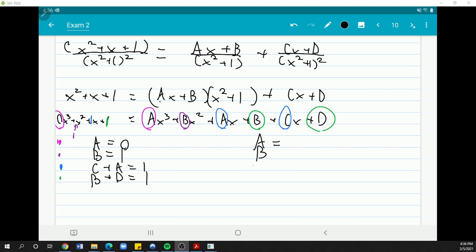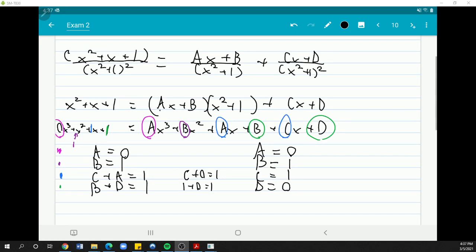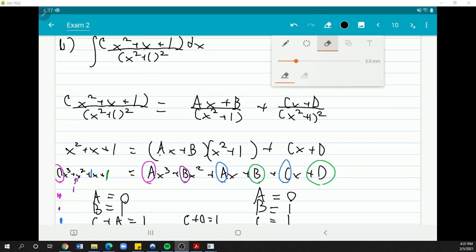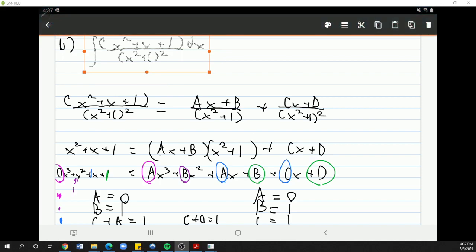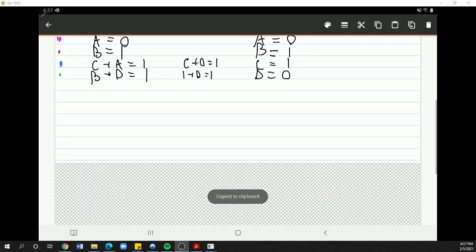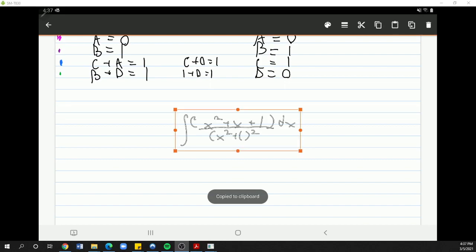So a is equal to 0, b is equal to 1, nothing fancy there. C plus 0 equals 1, so c is 1. B plus 0 equals 1, or, sorry, b was 1. So 1 plus d equals 1 means d is equal to 0. So we're left with this integral that I am once again going to copy and paste.